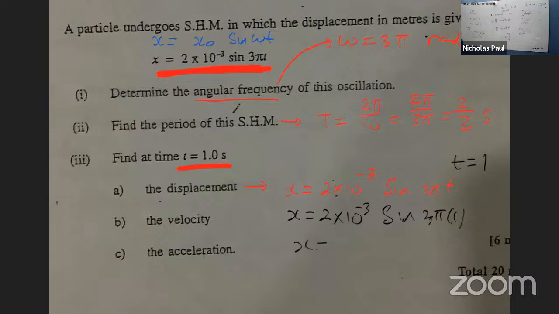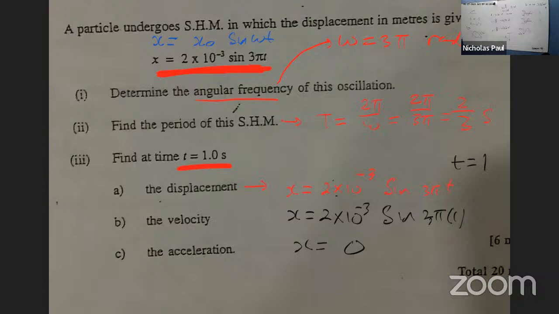Will the value be more than this or less than this? Less than, right? Because that's the maximum displacement. What do you get? 0. Because it's 3 pi, right? Sine 3 pi is 0. One pi, 2 pi, 3 pi.